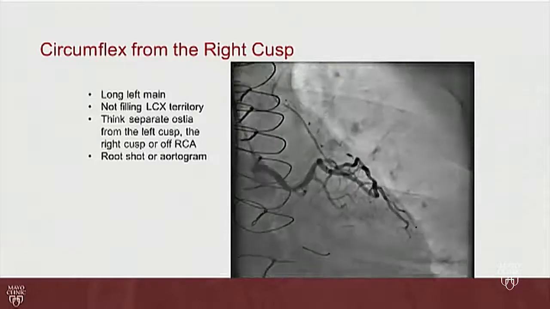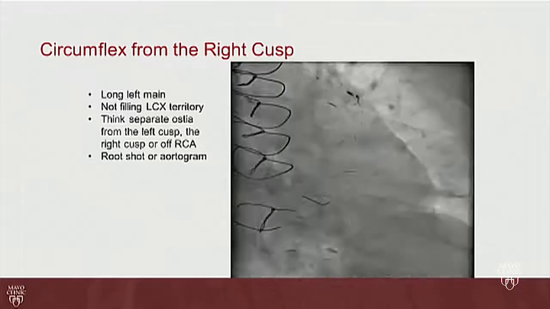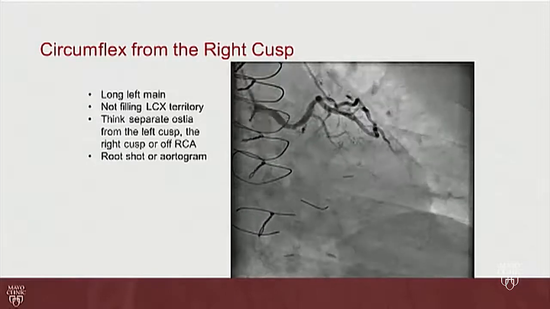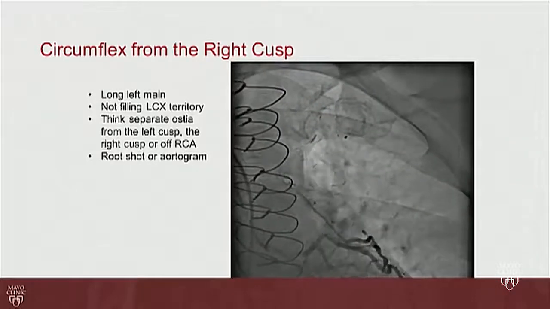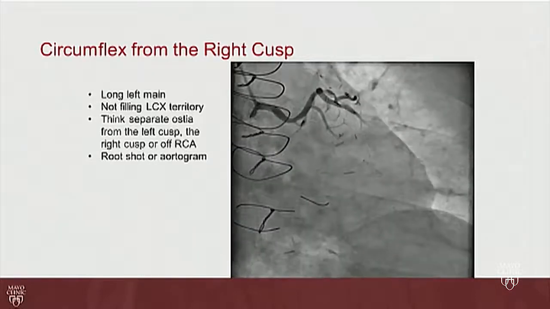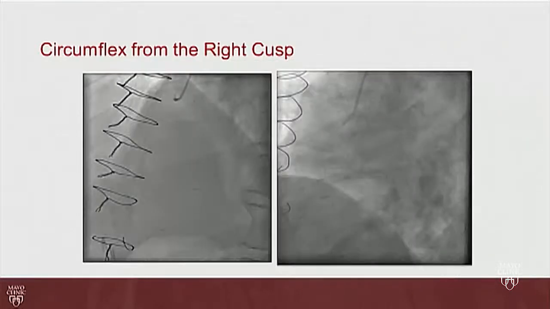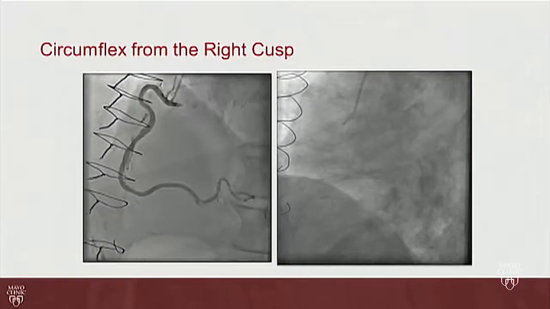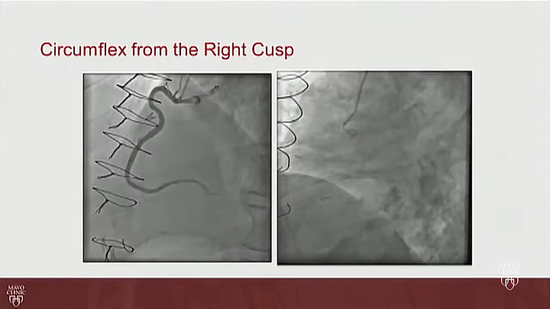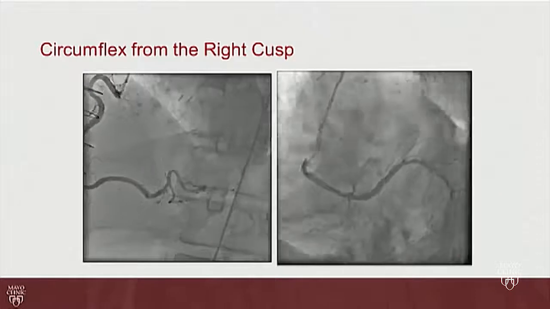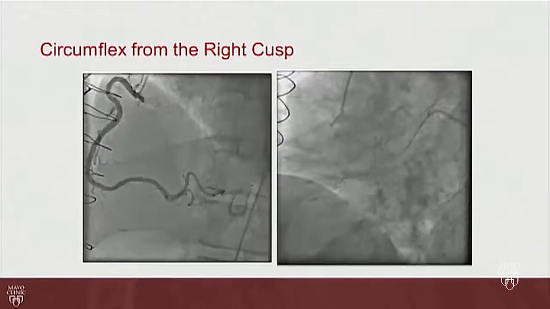You notice this is a long left main coronary artery. You're saying we're not filling a territory. That's the left circumflex territory. So the first thing you're thinking of is, is it separate ostia? Is it coming off somewhere else off of the left cusp? And then you start thinking about, is it coming off the right or off the right cusp? And so that is the right coronary artery for this patient. And then you can see the left circumflex comes off as a separate ostia off of the right cusp.